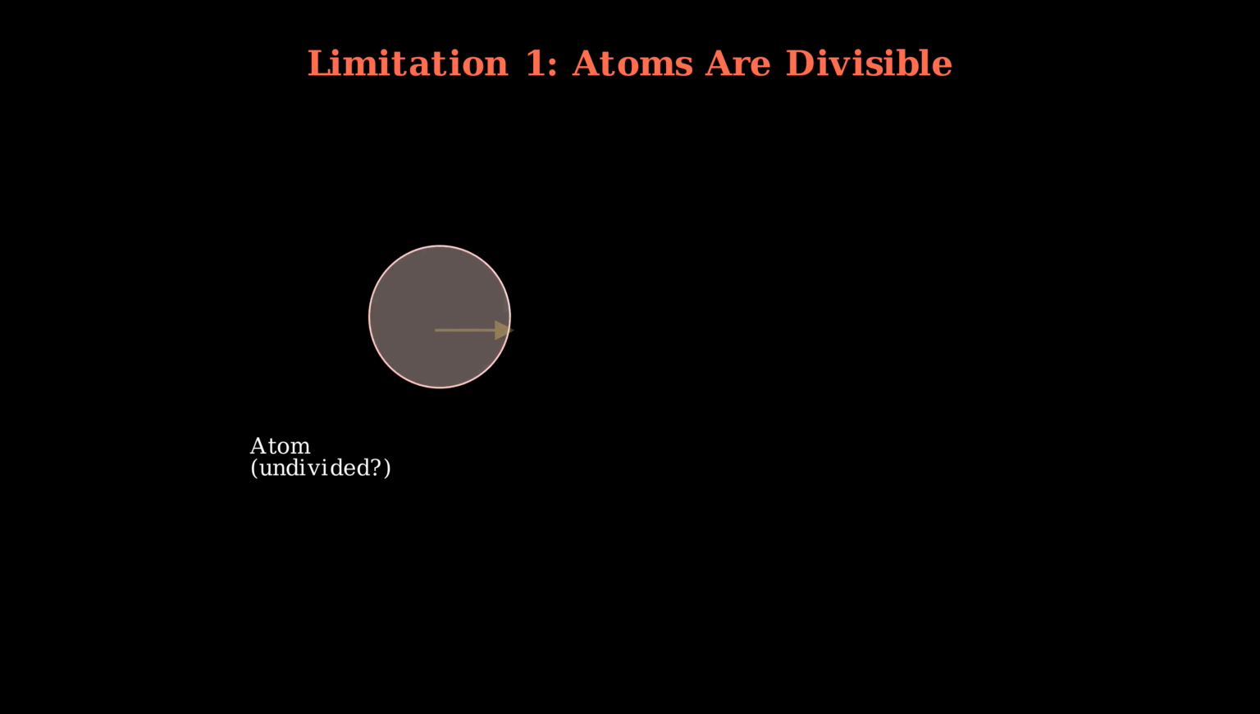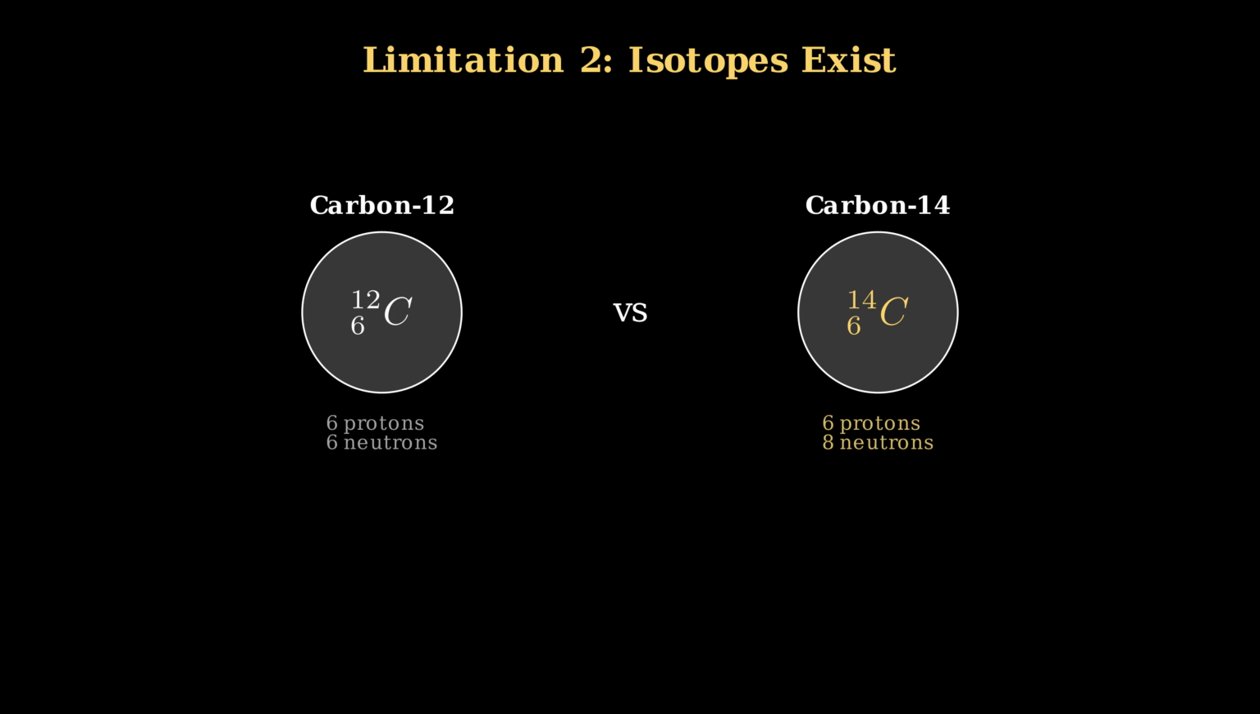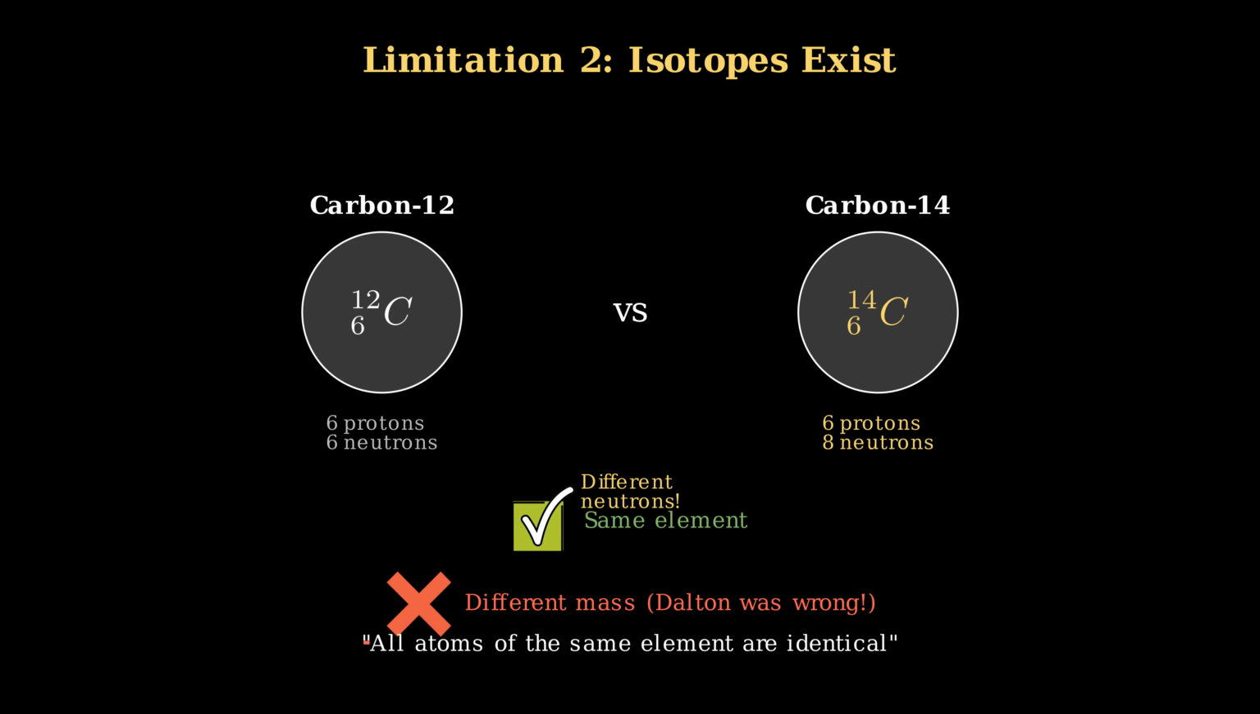Limitation 1. Dalton said atoms are indivisible. But we now know that atoms are made of even smaller particles, protons, neutrons, and electrons. Limitation 2. Dalton said all atoms of the same element are identical, but isotopes prove otherwise. Carbon-12 and carbon-14 are both carbon, yet they have different masses.